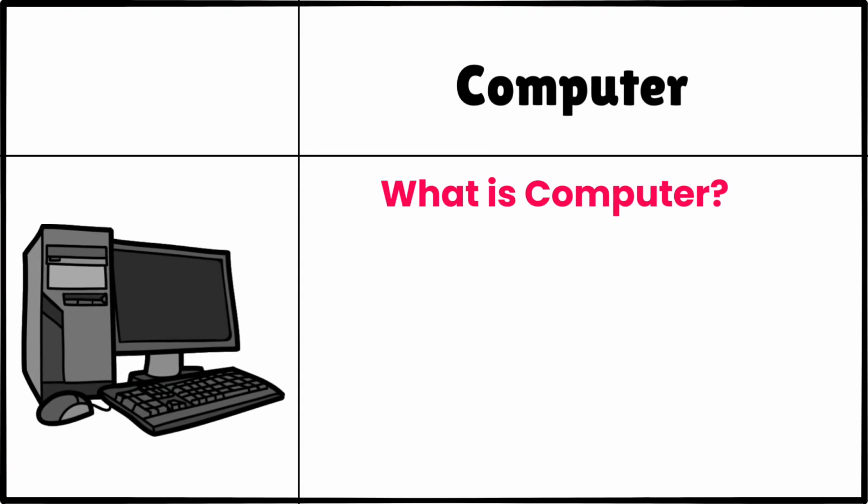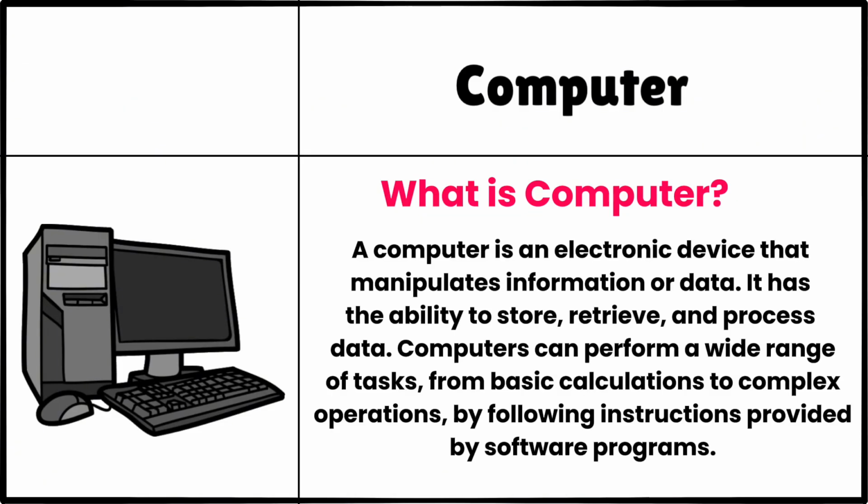Computer. What is a computer? A computer is an electronic device that manipulates information or data. It has the ability to store, retrieve, and process data. Computers can perform a wide range of tasks, from basic calculations to complex operations, by following instructions provided by software programs.